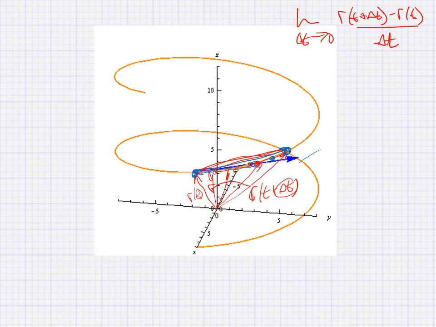And if you remember back to Calc 1, that was very similar to the way we found the slope of the tangent line. So that brings us to the idea of what is the derivative. Well, the derivative of a vector valued function is another vector valued function. Specifically, what vector valued function? Well, something that we call the tangent vector.